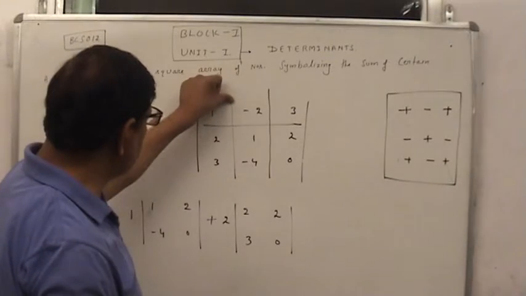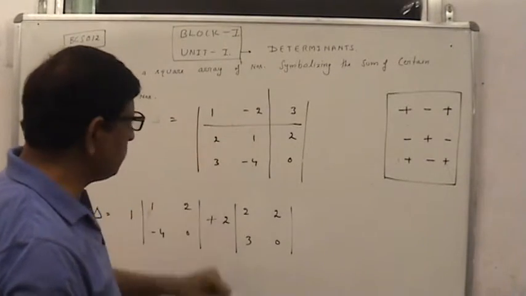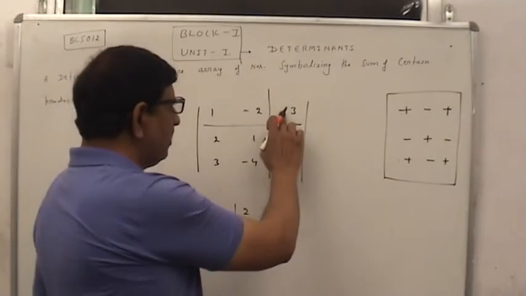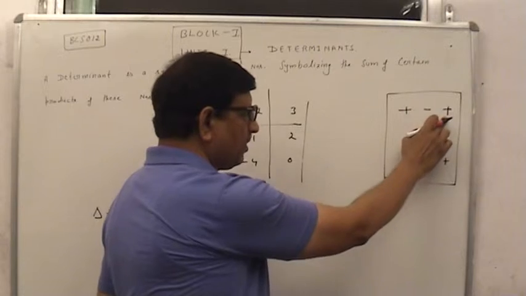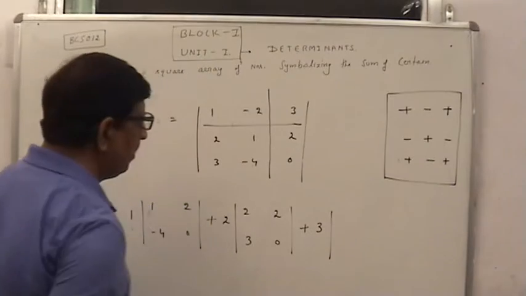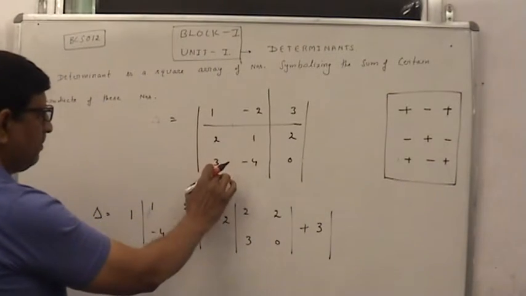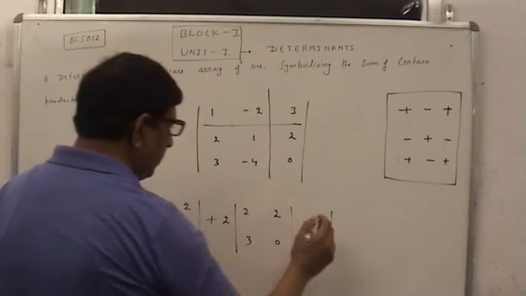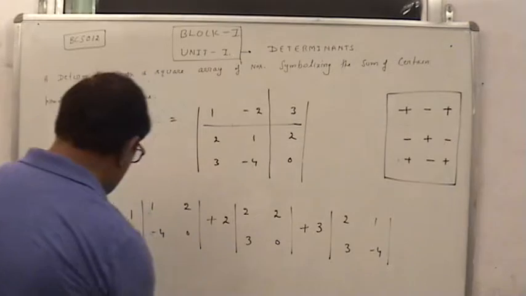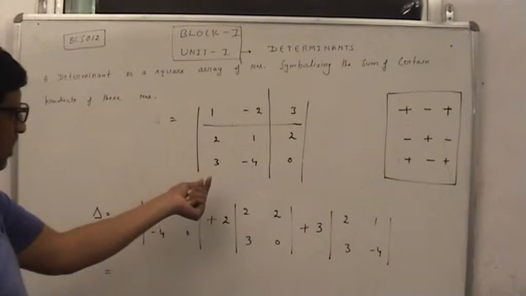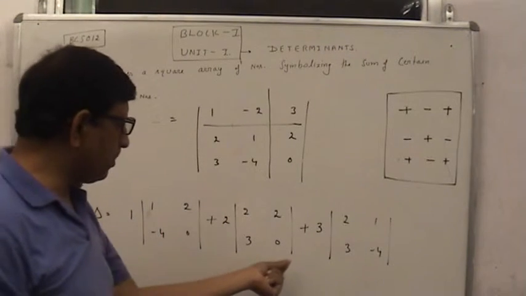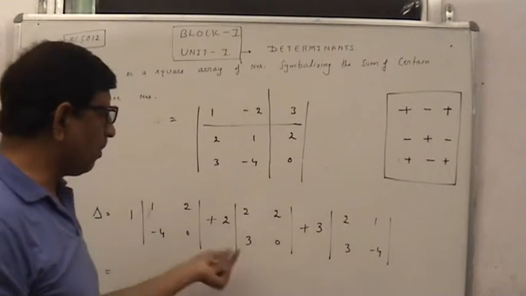Then remove the first line. Now see, this element is out of the trap. It's 3. Its sign is plus. Plus into plus, plus, and the element is 3. Now which elements are trapped? They are 2, 3, 1 and minus 4. This 3 by 3 determinant is reduced into three 2 by 2 determinants, and we can solve them as previously.